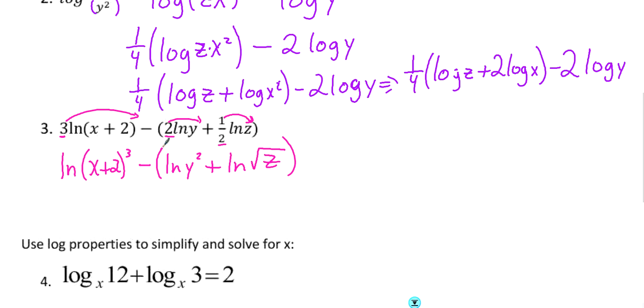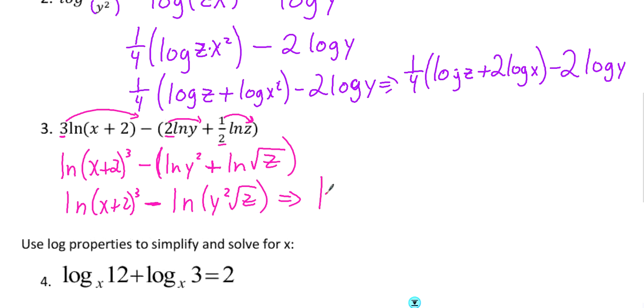Now I'm going to condense what's inside the parentheses before I deal with this subtraction outside. So x plus 2 cubed minus, and this condensed down to one log, which is the natural log of y squared square root of z, like that. Because addition means multiply, so multiply y squared by square root of z. And then the last part, dealing with the subtraction using the quotient property, bringing it down to one natural log of x plus 2 cubed over y squared square root of z. And that's your final condensed log.